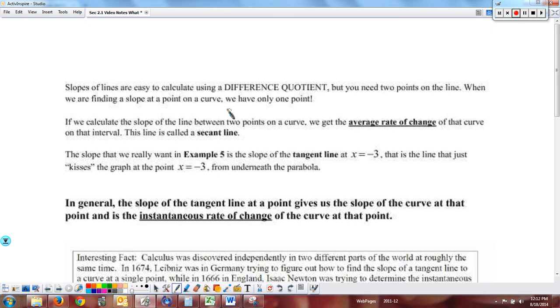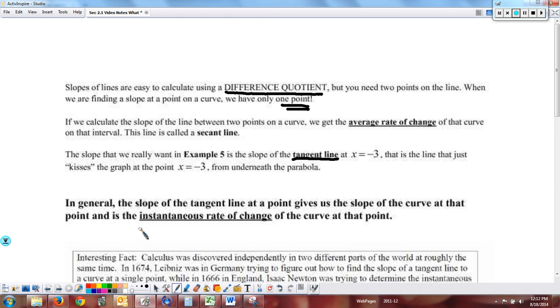All right? So slopes of lines are easy. You can use the difference quotient, change in y over change in x. You need 2 points of a line. When we're on a curve, we only have 1 point, and that is the difficult part of this. And so we want to calculate slope on 2. If we use 2 points, we actually get the average rate of change, and that line is going to be a secant line. And what we really want is the slope of the tangent line, and that's a line that just kisses the graph at the point. And so the idea is we're going to use the secant line slopes, and we're going to use a limiting process, bring in some calculus, and use that to estimate what the tangent line slope is going to be.